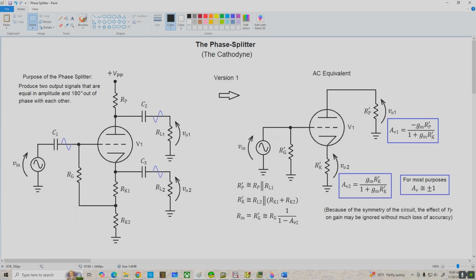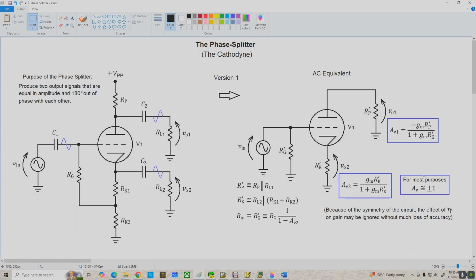And if we have equal value AC resistances in the plate and cathode, that is R prime P equals R prime K, then we've got the same gain magnitude on both outputs. The only difference is the negative sign, which gives us the 180 degree phase relationship that we're after. And a lot of times the gain will work out to be pretty close to plus or minus 1, so we can use that approximation, and it's not going to cause any problems.